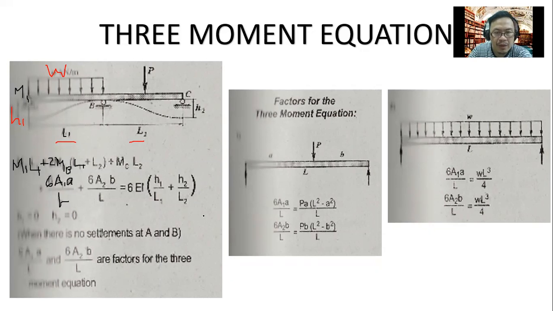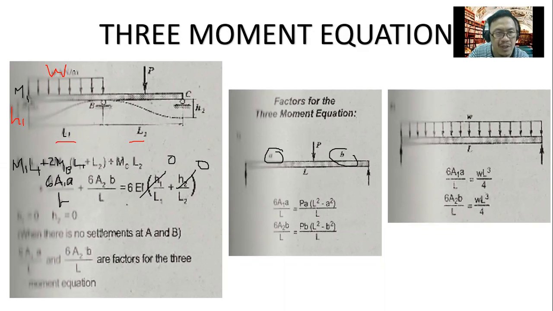Okay, so this one could be equal to 0. The general formula for this is you only have M1 plus 2MB times L1 plus L2, and then MC times L2, plus 6A1A over L, and 6A2B over L. How do you get the value of 6A1A over L and 6A2B over L? For example, you have a concentrated load. A is coming from the left, and B is from the right. 1 is for span 1, and 2 is for span 2.